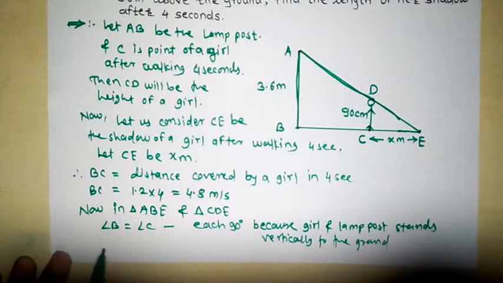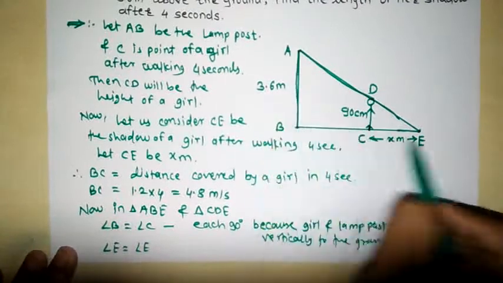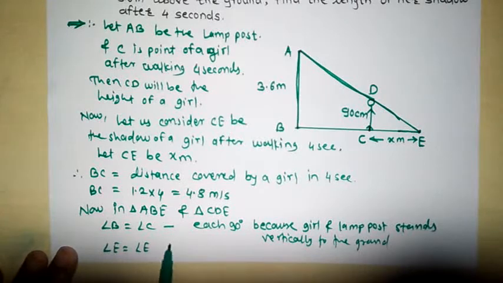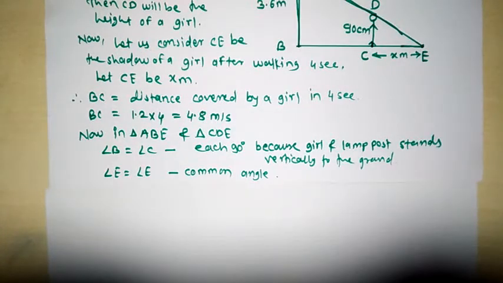Then angle E is equal to angle E. Can we say that this angle E is equal to angle E in both the triangles? In triangle ABE, angle E is also there, and in triangle CDE, angle E is also there. Therefore, angle E is equal to angle E. Why? Common angle. Here two angles are equal.